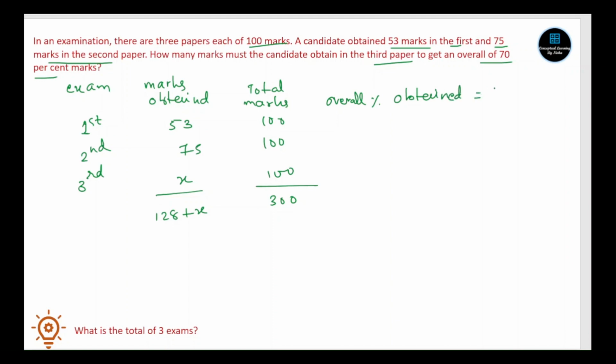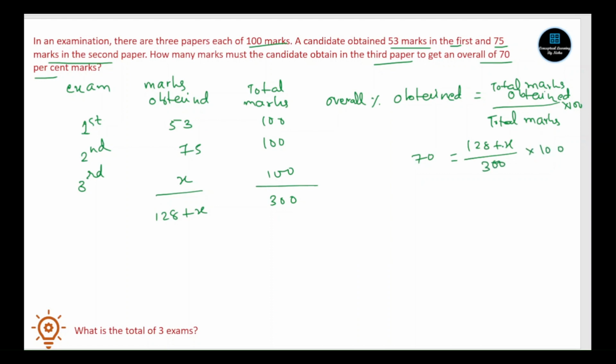is equal to total marks obtained upon total marks into 100. Okay. When I write these values, see, the total percent is 70% she got. So 128 plus x upon total marks, which is 300, into 100.